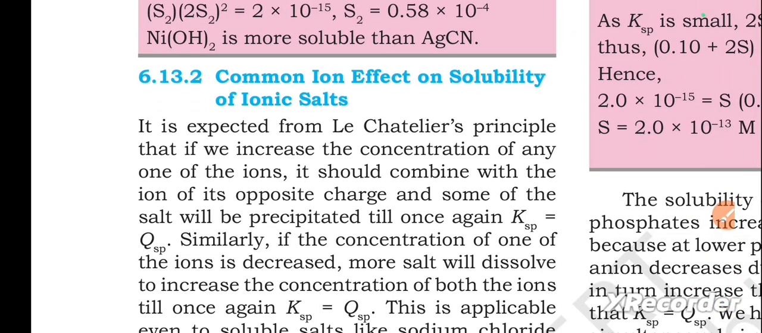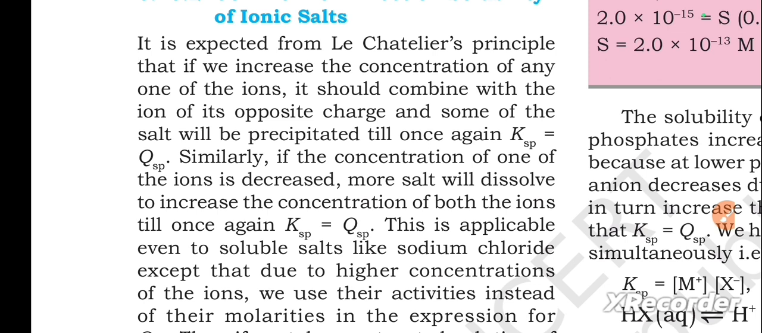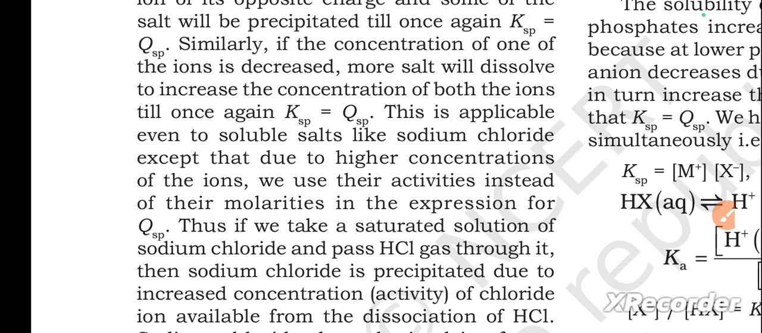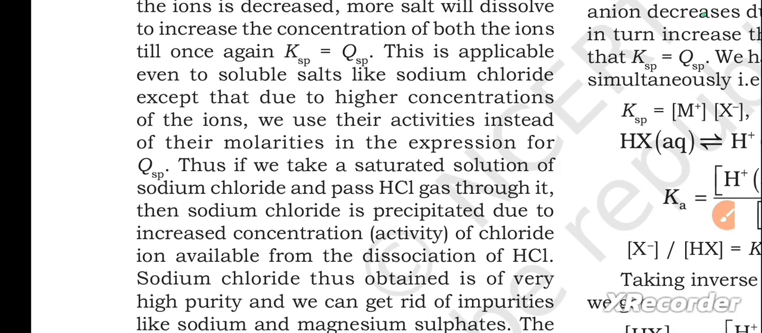Next, 6.13.2, common ion effect on solubility of ionic salts. It is expected from Le Chatelier's principle that if we increase the concentration of any one of the ions, it should combine with the ion of its opposite charge and some of the salt will be precipitated till once again Ksp equals Qsp. Similarly, if the concentration of one of the ions is decreased, more salt will dissolve to increase the concentration of both the ions till once again Ksp equals Qsp. This is applicable even to soluble salts like sodium chloride, except that due to higher concentration of the ions, we use their activities instead of their molarities in the expression for Qsp.